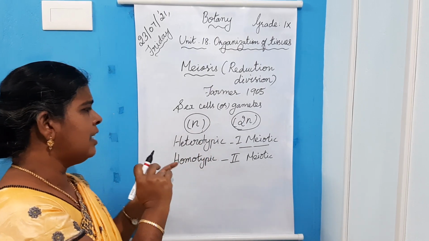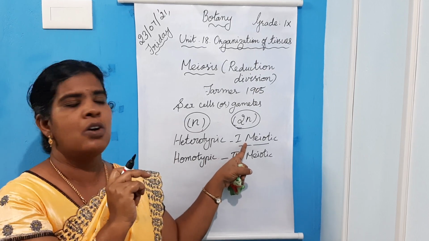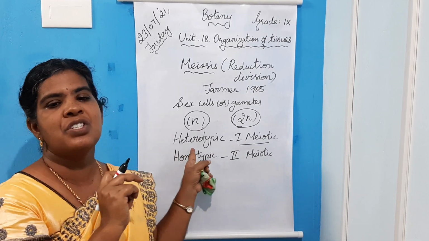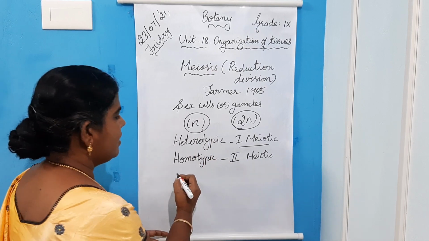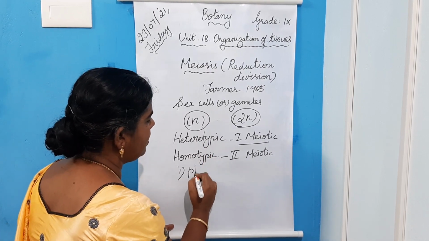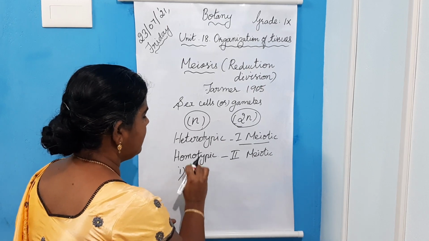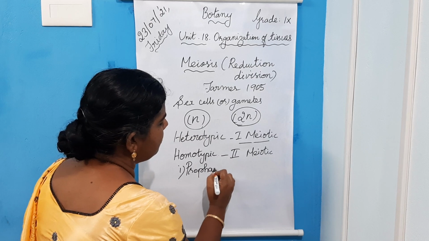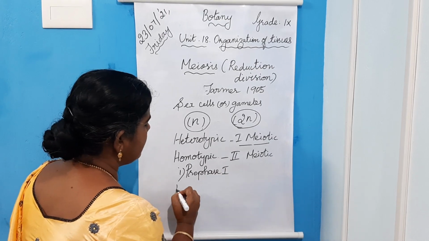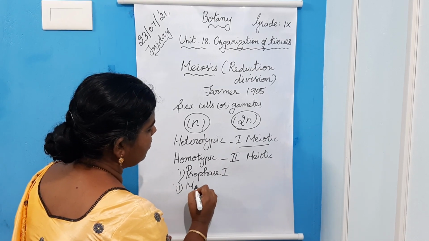Then the first meiotic or heterotypic division consists of 5 stages. First one is prophase 1. Second is metaphase 1.